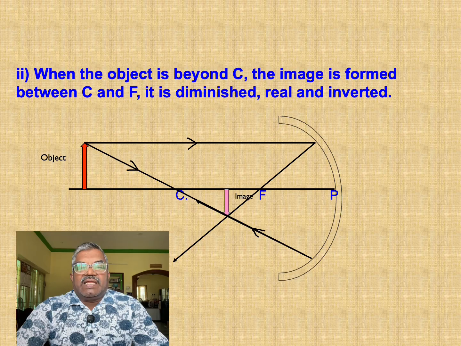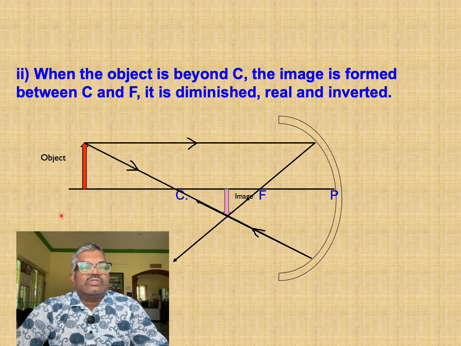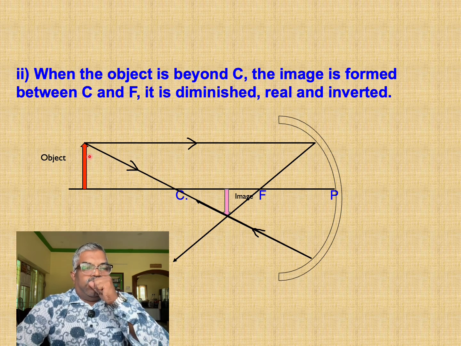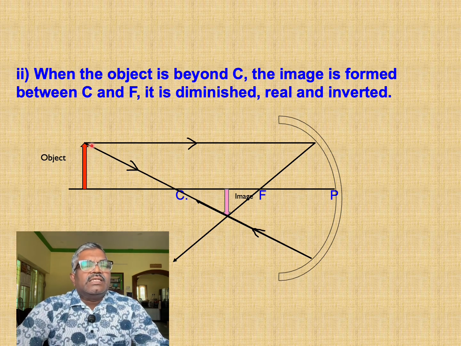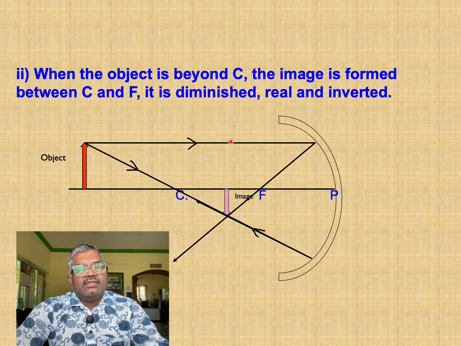Okay. This is another case. The object is placed beyond C. Here also you can follow my pointer at C. This is the object. The ray which is parallel to the principal axis, after reflection, will pass through the focus. That is the first line.